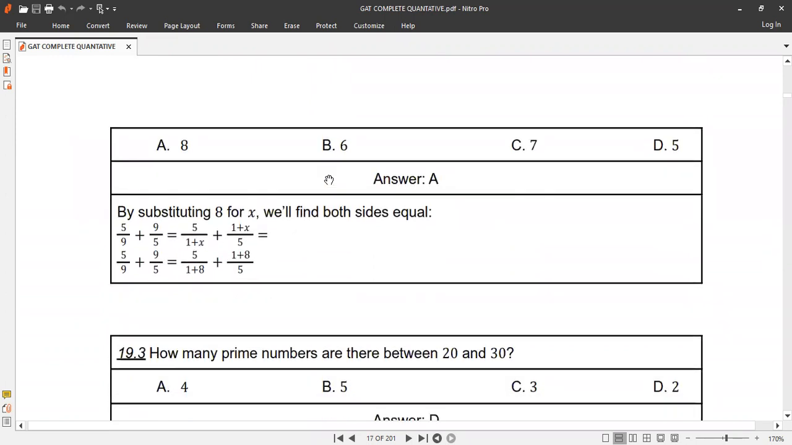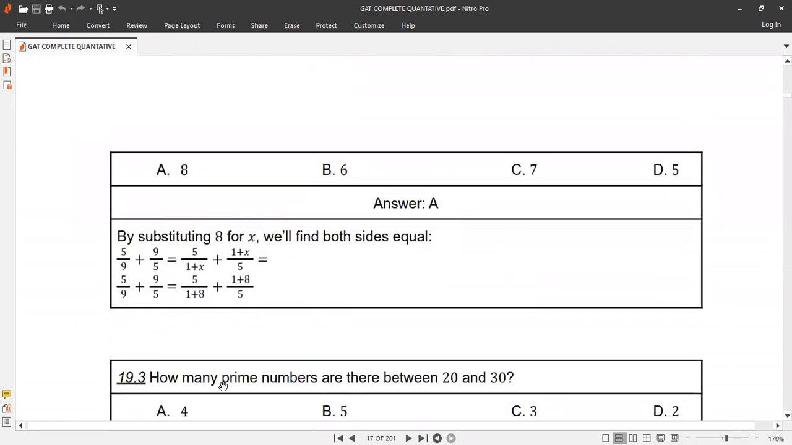Only by substituting. How many prime numbers are there between 20 and 30? First of all, let me ask myself and ask you, what is a prime number? A prime number is a number that has exactly two factors, 1 and itself. So we cannot divide it into whole numbers.